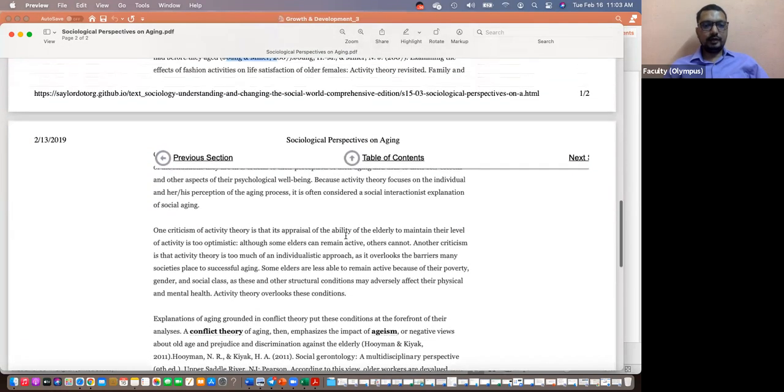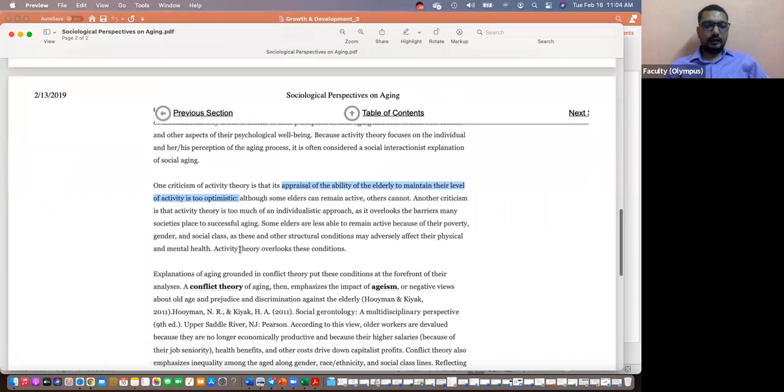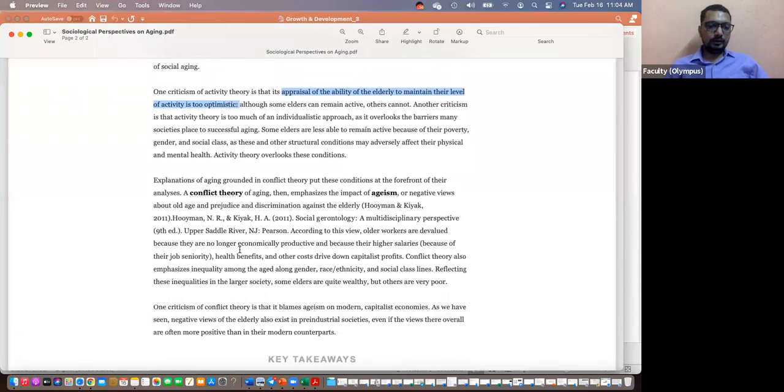We just talked about activity theory, for example, that the appraisal of the ability of the elderly to maintain their level of activity is too optimistic. The problem is how well they can maintain those abilities to continuously be active. That is being too optimistic. So there are certain criticisms possible here that you can have a look at.